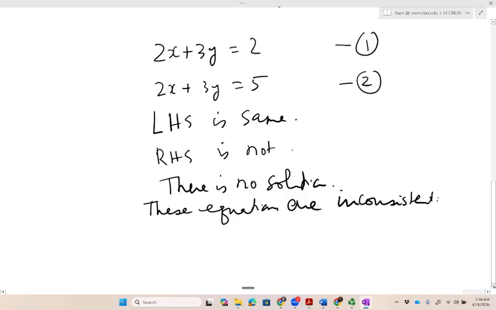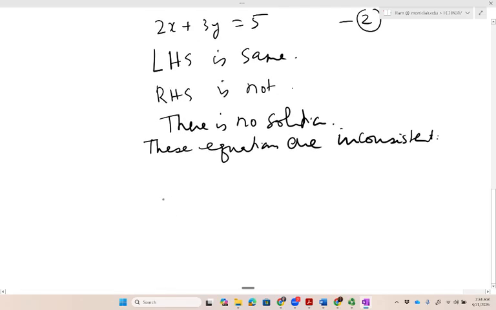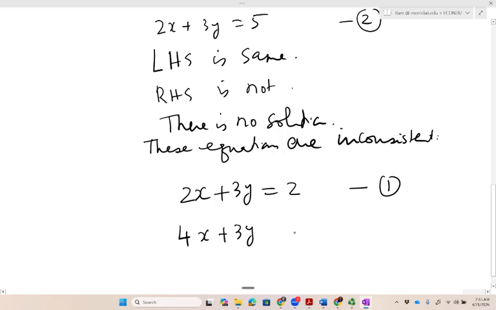And next we have one more situation where it will not be possible for us to get a unique solution, and that's the one I am going to explain now. So I continue with the first equation I wrote before. So 2x plus 3y equal to 2, that was our equation number 1. Now let me write this second equation, 4x plus 3y equal to 4.